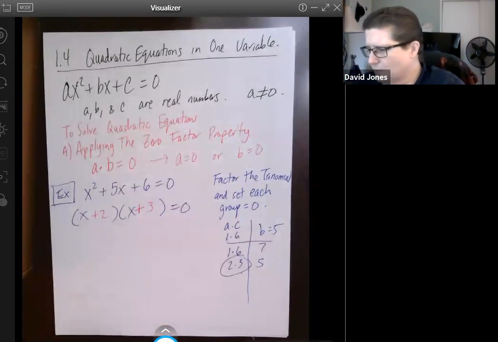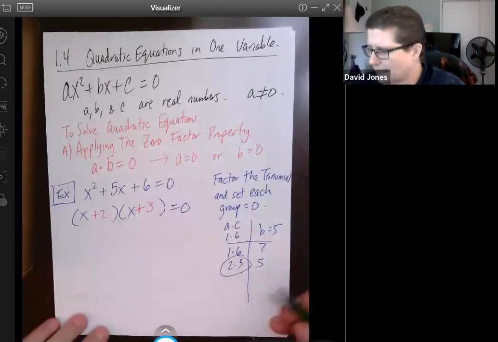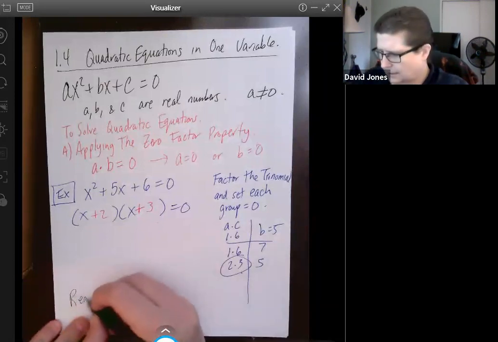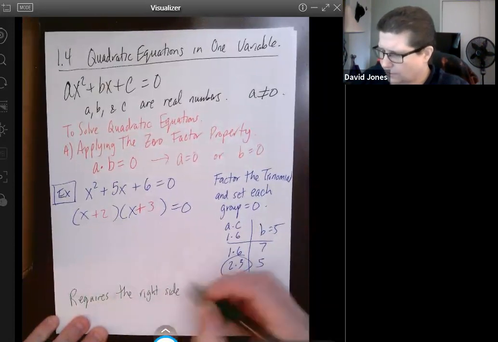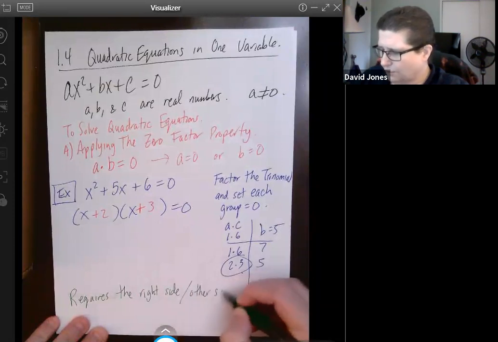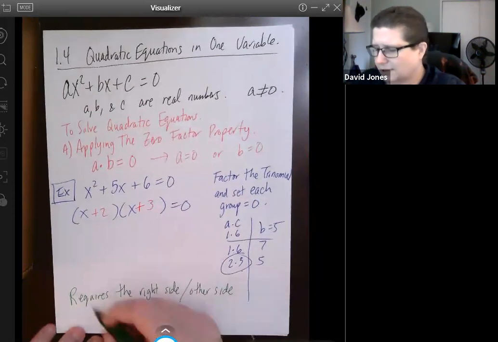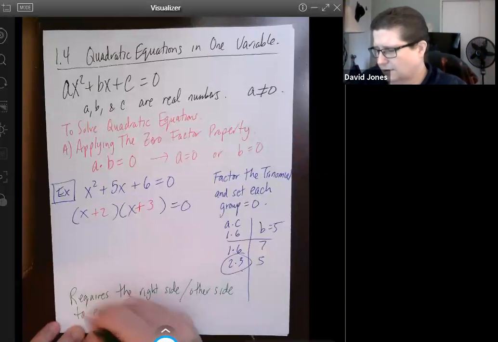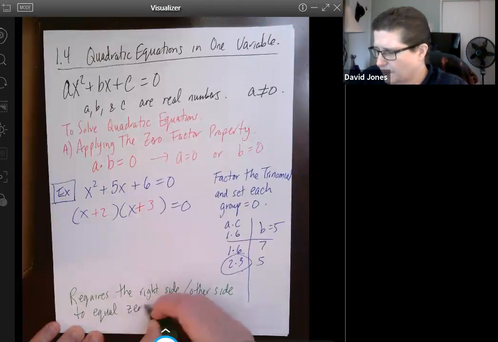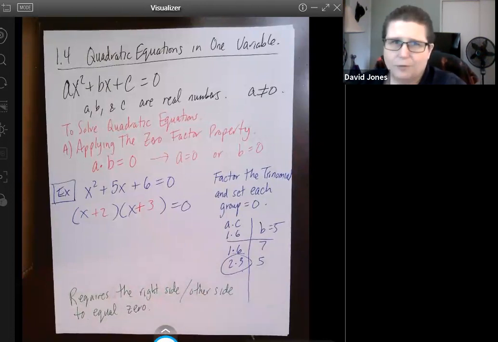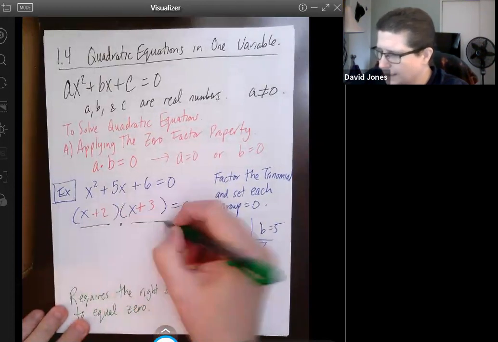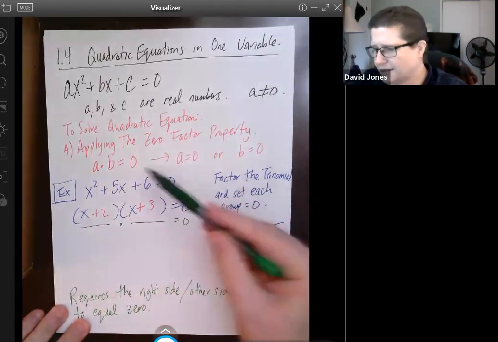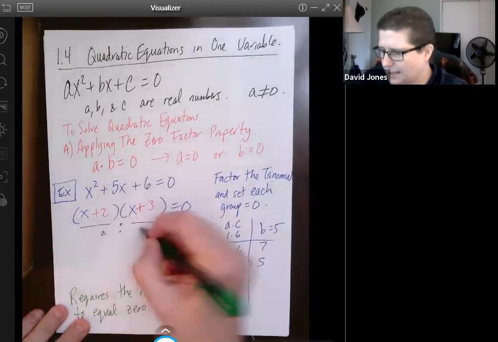And now note this method requires the right side to equal 0. Or other side, I should say. If you're working on the right side, you want the left side to equal 0. Equals 0. If it doesn't, you solve the equation until you manipulate things till it does. So at this point, I have one parentheses times another parentheses equals 0. I can apply the zero property rule. This is like a times b equals 0.